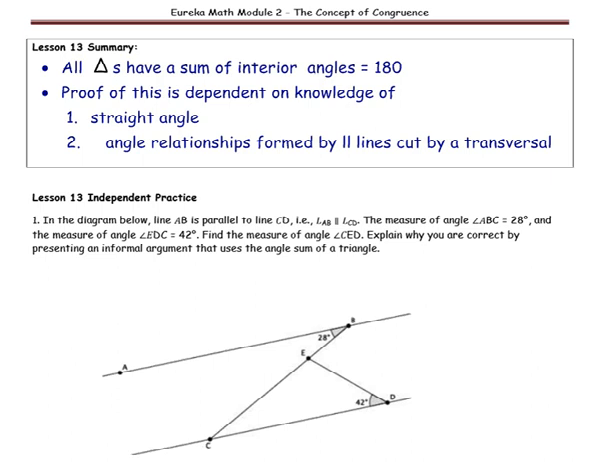In this lesson, you have learned all triangles have a sum of interior angles equaling 180 degrees. Proof of this is dependent on knowledge of straight angle and angle relationships formed by parallel lines cut by a transversal.